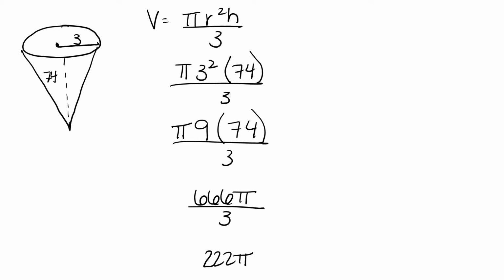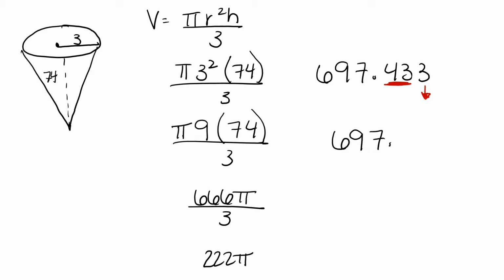And then multiplying by pi. The directions do not say 3.14 or the fraction 22/7, so we use the pi button on our calculator and get 697.43356, on and on and on. Because the directions tell us to round to the nearest hundredth, that's the 43, the other 3 tells us to round down, meaning our 0.43 stays the same.